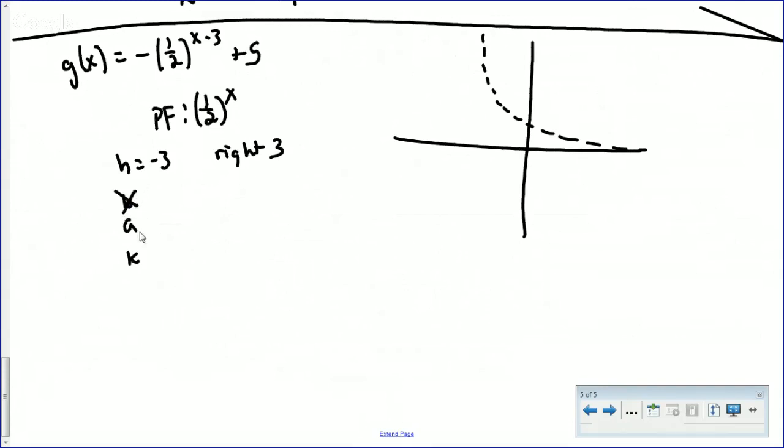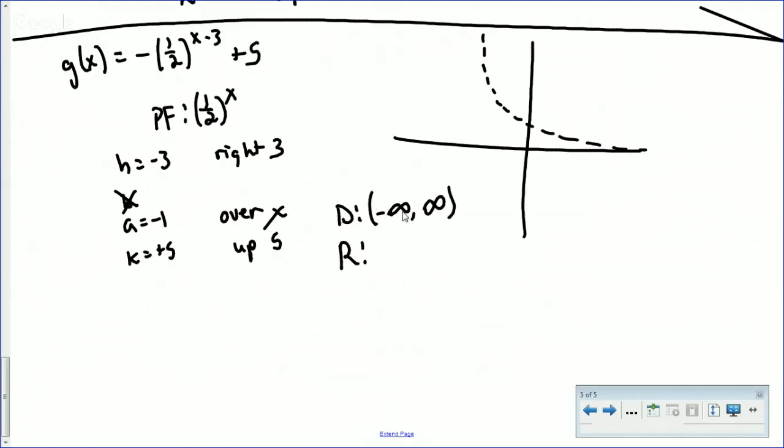B, I don't have one again. A is just -1, so that's over the x-axis, and k is +5, so that is up 5. Okay, we need domain and range. Domain for exponentials is always -infinity to infinity, which is the range for logarithms. Now, the range on this one might be a little bit tricky. Okay, so if we go back to our parent function, we moved it right 3, so this goes right 3. So now we might be over here somewhere.